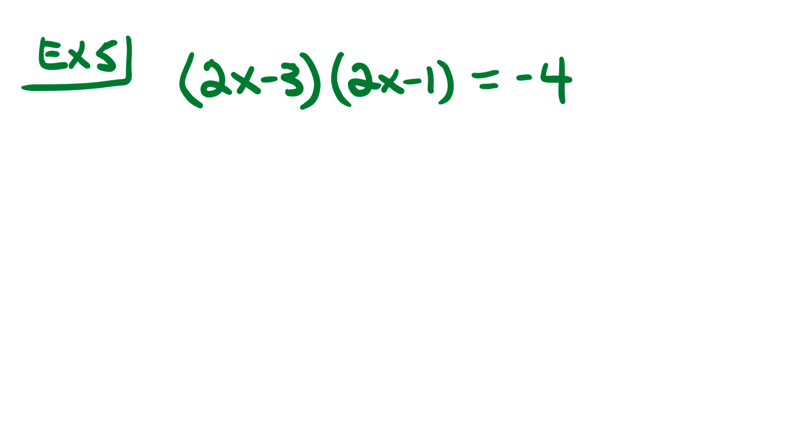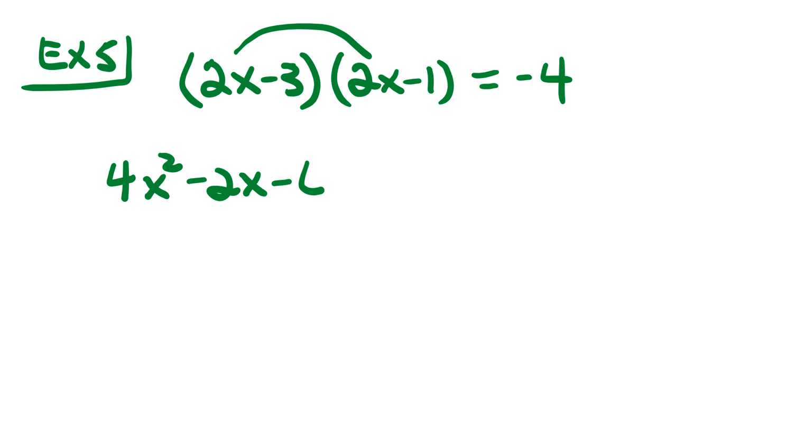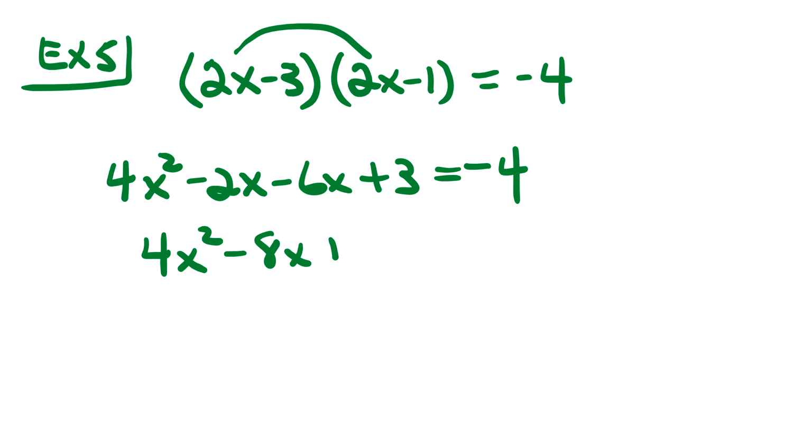So this is going to give me what? 2x times 2x is 4x squared. Outside is -2x. Inside is -6x. And last is +3. And all this equals -4. Okay, I'm going to combine my like terms now, and I've got 4x squared minus 8x plus 3 equals -4.